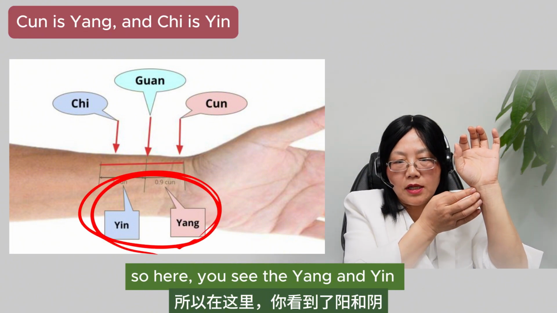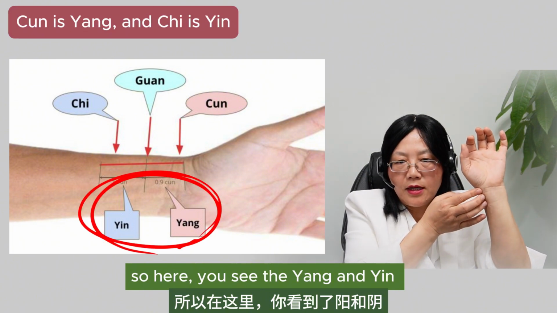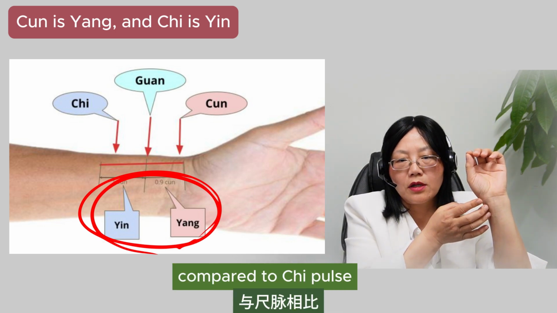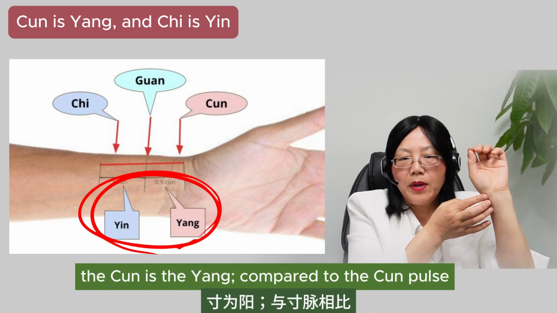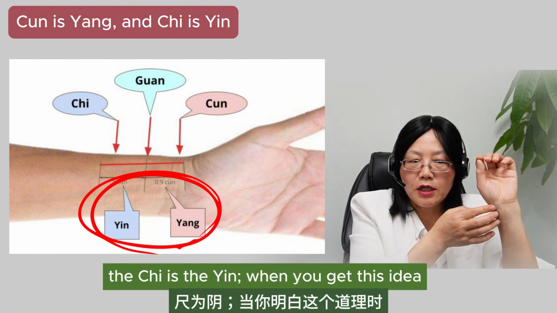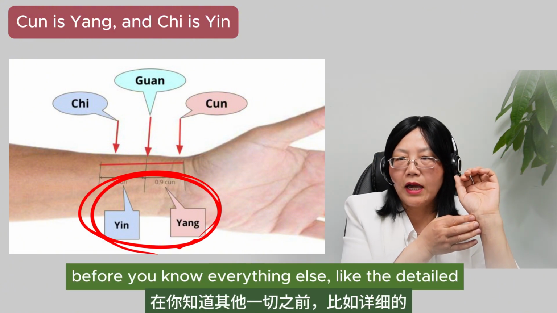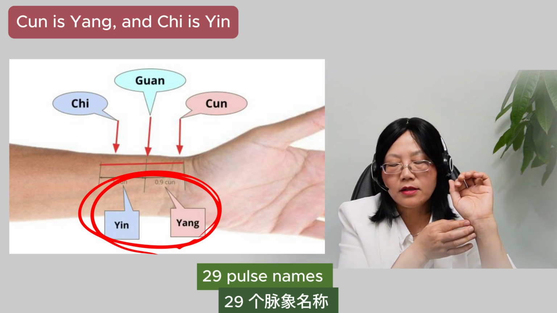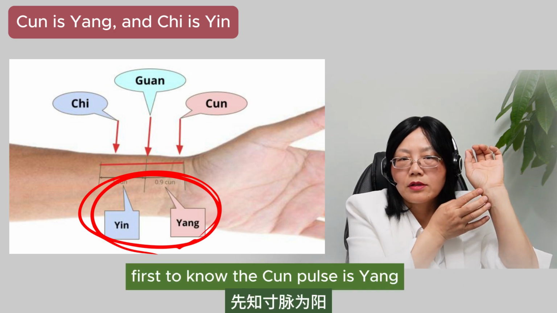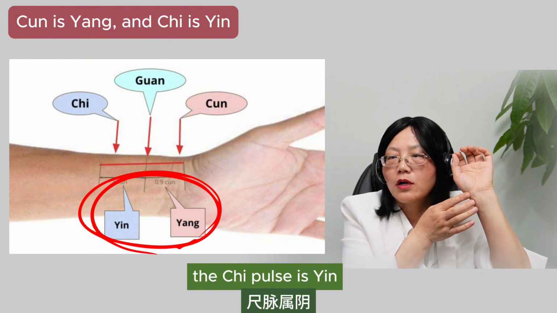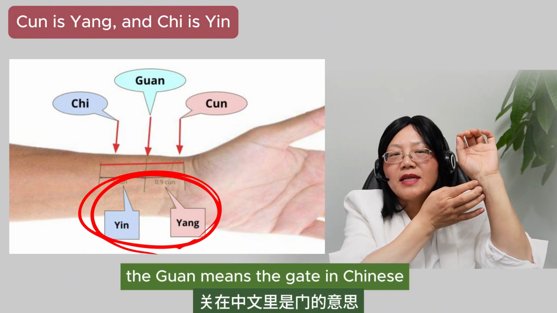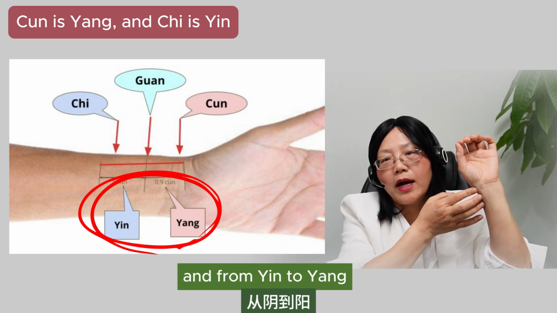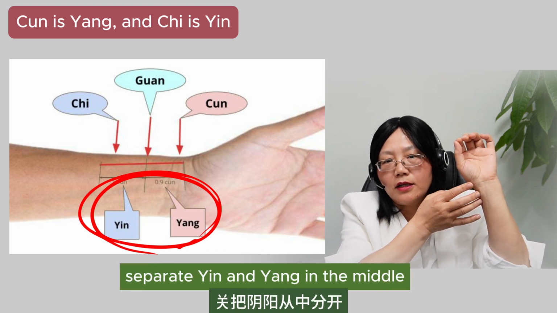So here you see the Yang and the Yin. Yang is Cun. Yin-Yang are relatively speaking compared to the Chi pulse. The Cun is the Yang. Compared to the Cun pulse, the Chi is the Yin. Before you know everything else, like the detailed 29 pulse names, first to know the Cun pulse is Yang, the Chi pulse is Yin. The Guan means the gate. This gate is from Yang to Yin and from Yin to Yang, separated the Yin and Yang in the middle.